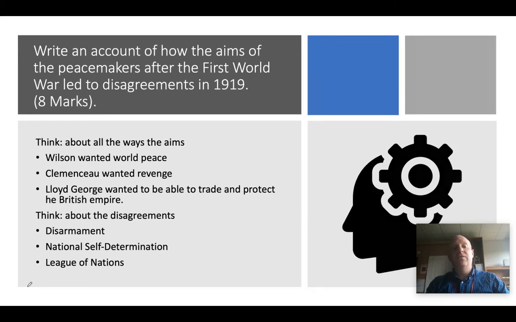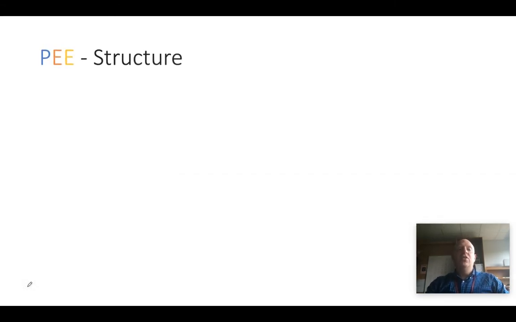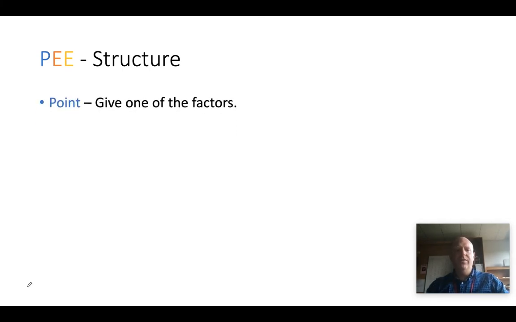How am I going to do this? Well, it's an 8-mark question. You need to use the PEE structure. Everything really is going to have the PEE structure. So you give one of the factors, one of the aims, and then how that led to disagreement. And then in the second paragraph, you would do the same thing. So the point is, they disagreed over the aim. They had different aims. Clemenceau wanted this, and Lloyd George wanted this. So you would directly look at the two sides' aims and how they conflicted.